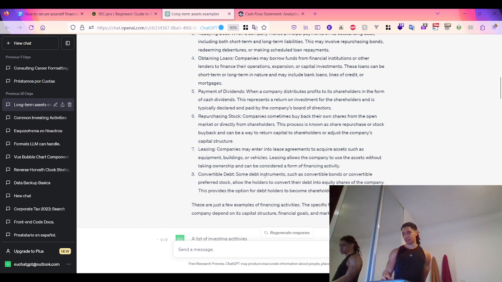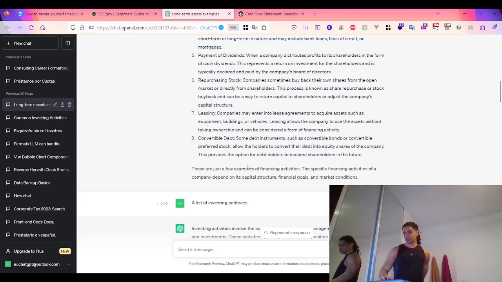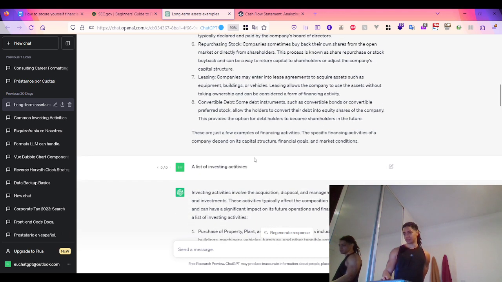Convertible debt. Some debt instruments, such as convertible bonds or convertible preferred stocks, allow the holder to convert their debt into equity, a share of the company. This provides the option for debt holders to become shareholders in the future. These are just a few examples of financing activity. The specific financing activity of a company depends on its capital structure, financial goals, and market conditions.